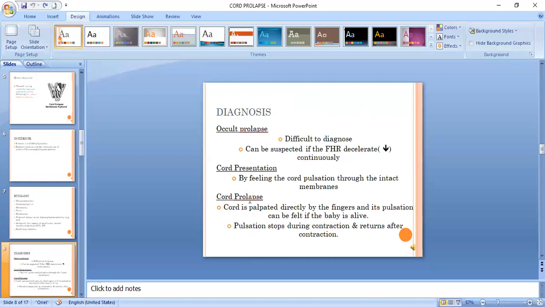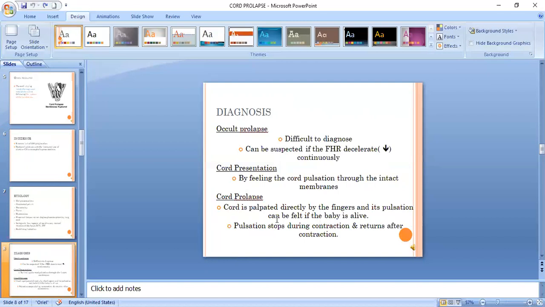Next is cord prolapse. Here the cord is palpated directly by the fingers. We can feel it directly because the membranes are ruptured, and pulsation can be felt if the baby is alive. Whenever contractions are present, the pulsation will stop, and as soon as the contraction stops, the pulsation will return. That happens in cord prolapse.